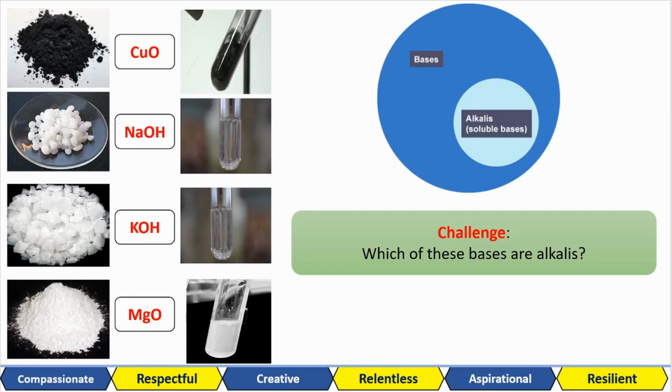We see that alkalis are soluble bases. So the ones that dissolve properly, where we see no precipitate inside it and it's not cloudy, those ones are alkali. So sodium hydroxide and potassium hydroxide are the alkalis. They give us a clear solution with no suspended particles or precipitates.